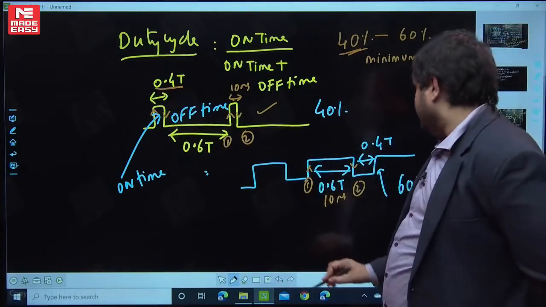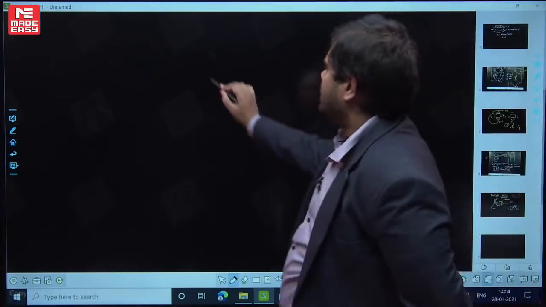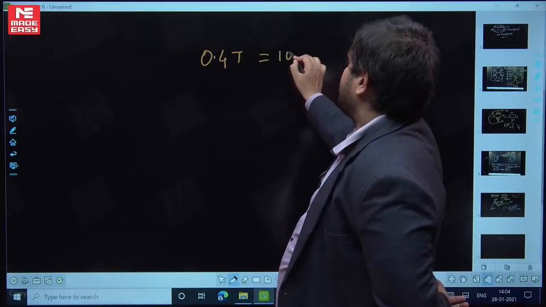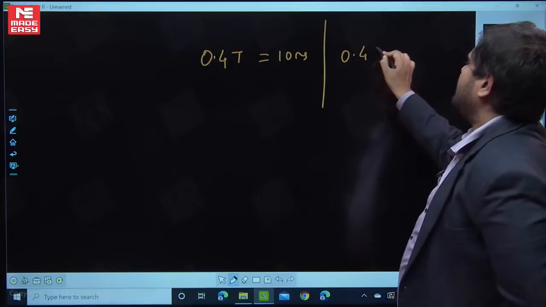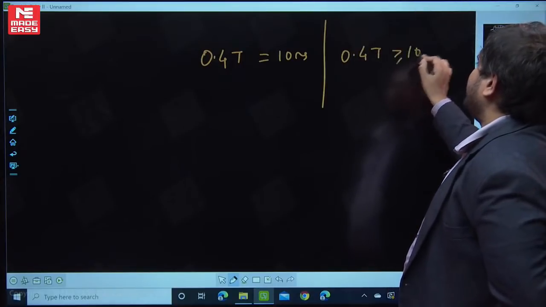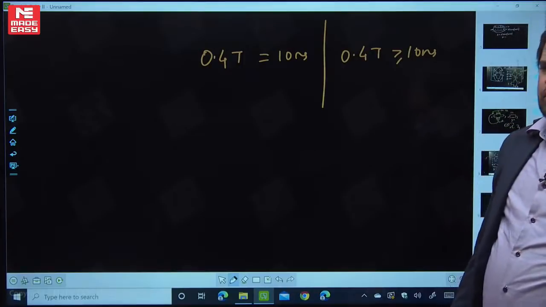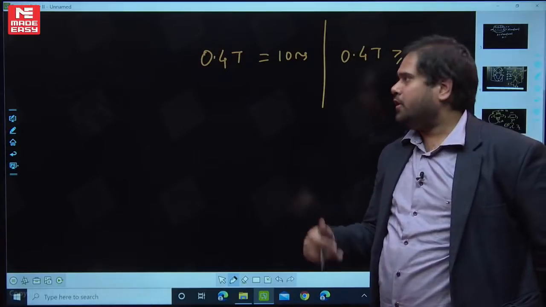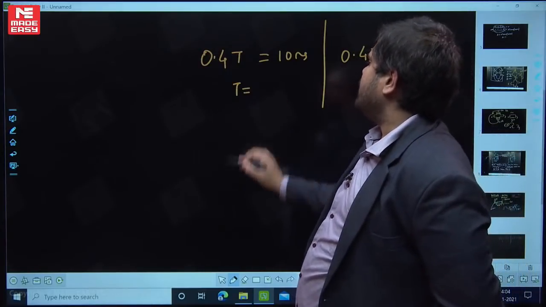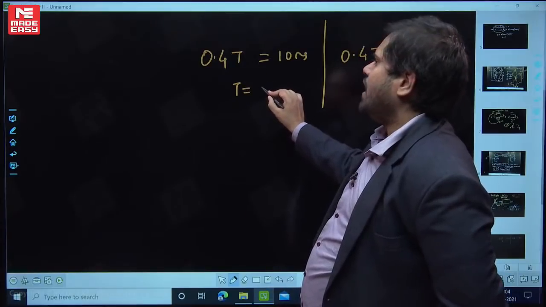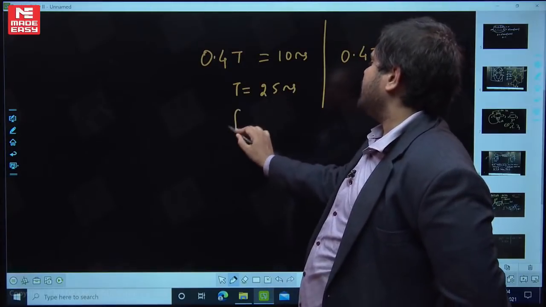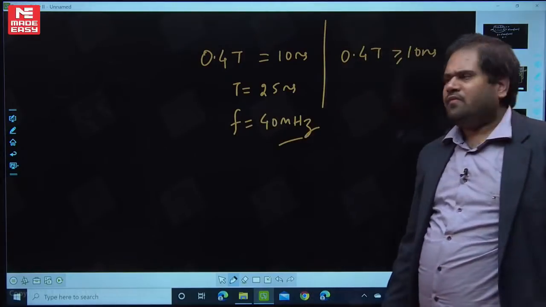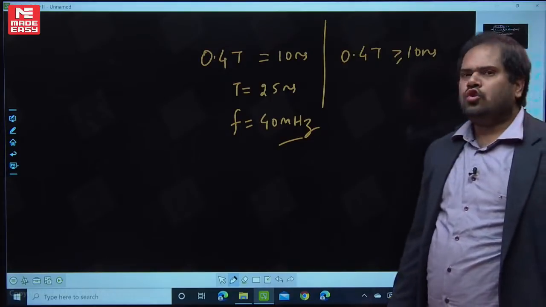Ideally, I'll just take one more slide. So what should happen? 0.4 of my duty cycle should be equal to 10 nanoseconds. Ideally, 0.4T should be greater than or equal to 10 nanoseconds. That is the condition actually, but nothing is specified, so I'm taking equal. Now if you calculate the T value, what will it be? This becomes 10 by 0.4, 100 by 4, 25 nanoseconds. 25 nanoseconds means the frequency of operation will be 40 megahertz. Yes, 1000 by 25 is 40. So 40 megahertz. A wonderful question.